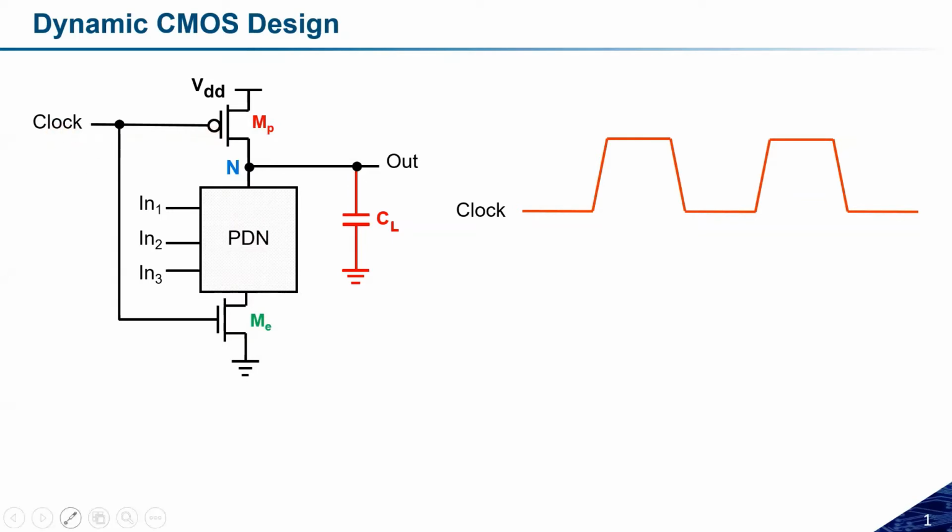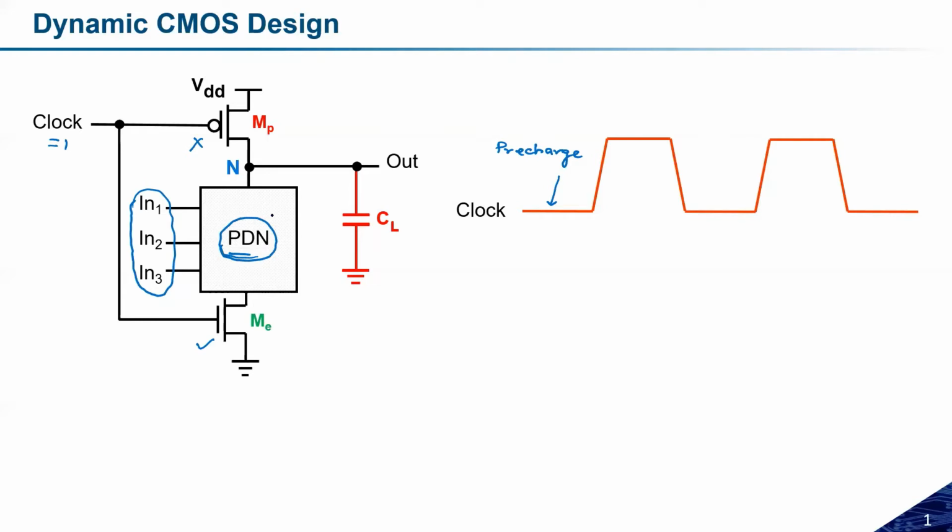Let me write it somewhere. So in this case we are calling it the pre-charge phase. Similarly, if the clock is equal to 1, in that case this transistor MP will be in the off state and this transistor ME will be in the on state. Then, because this transistor is on, now based on the input pattern we have provided, the pull down network will be evaluated.